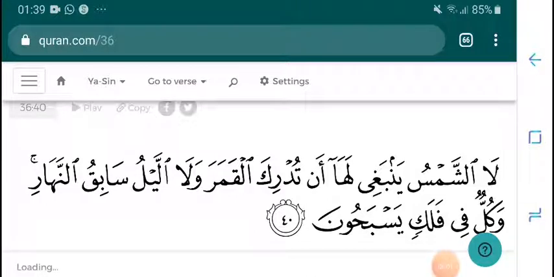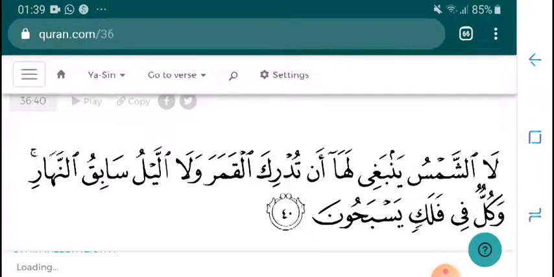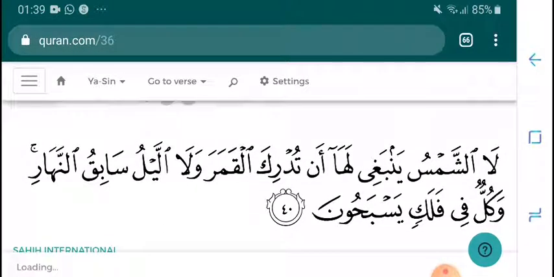I wanted to touch on this verse in the Quran in Surah Yaseen, which is the 36th chapter of the Quran, and look at ayah number 40. If you look at the last few words where it says وَكُلٌّ فِي فَلَكٍ يَسْبَحُونَ.